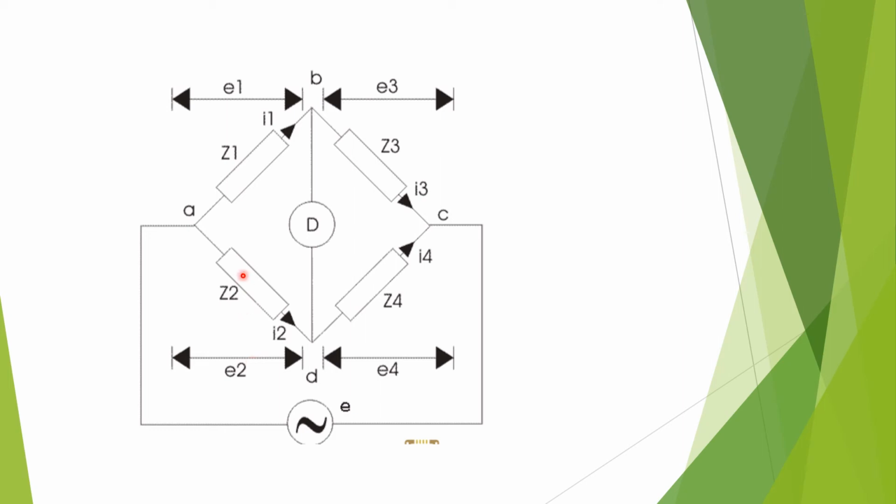So I1 Z1 equals I2 Z2, and I1 equals I3, which is equal to E by Z1 plus Z3, and I2 equals I4, which is equal to E by Z2 plus Z4. So from these equations we have Z1 Z4 equal to Z2 Z3, and when impedances are replaced by admittance, instead of Z we represent it as Y. So Y1 Y4 is equal to Y2 Y3. Now let us consider the basic form of an AC bridge. Now let us see the derivations.